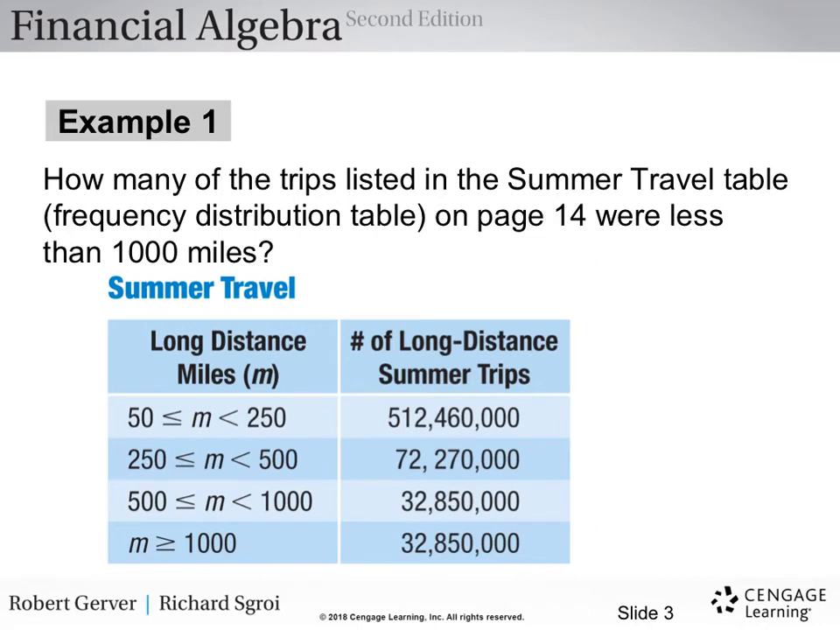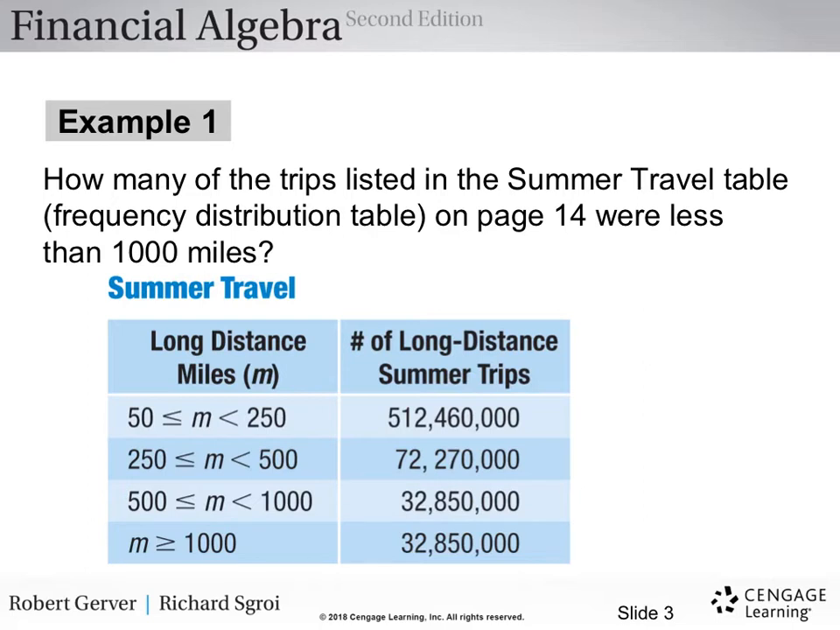All right, let's look at an example here. How many of the trips listed in the summer travel frequency distribution table, on page 14 in your textbook, were less than 1,000 miles? So here's the chart. You've got summer travel. On the left column, we've got long distance miles: 50 to 250, 250 to 500, 500 to 1,000, and over 1,000. The right column has the number of long distance summer trips in each of these intervals.